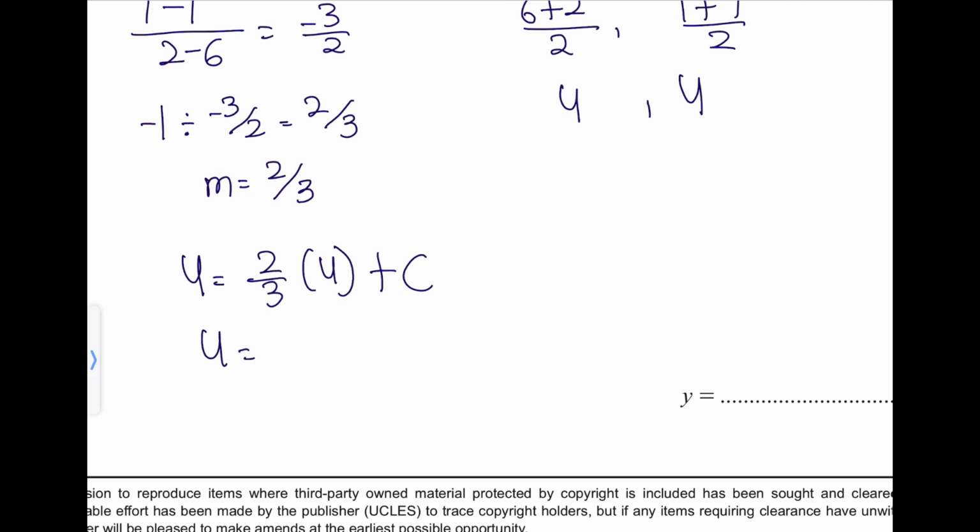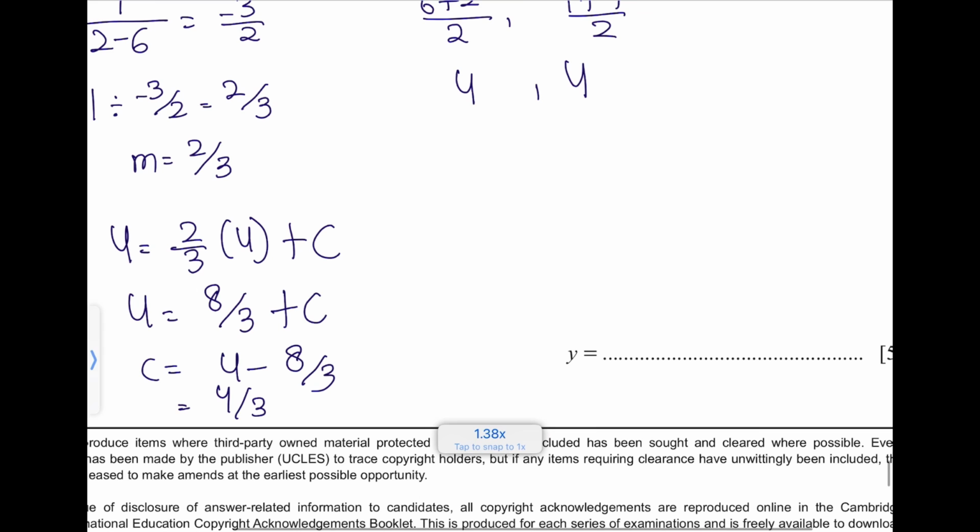Now what you do, 2 by 3 into 4 would give you 8 by 3 plus c, hence c would be 4 minus 8 by 3, which is basically 4 by 3. Hence the equation is y equals 2 by 3 x plus 4 by 3.